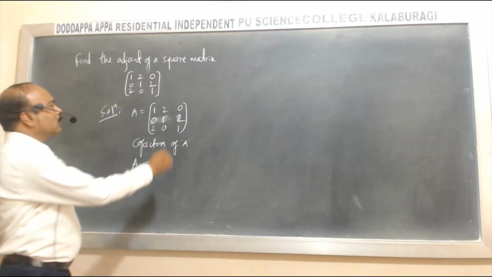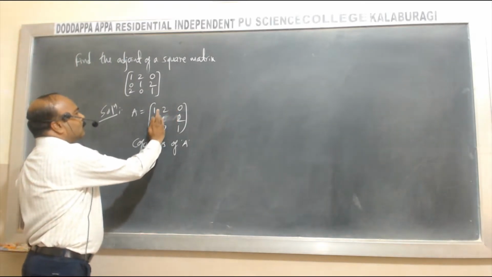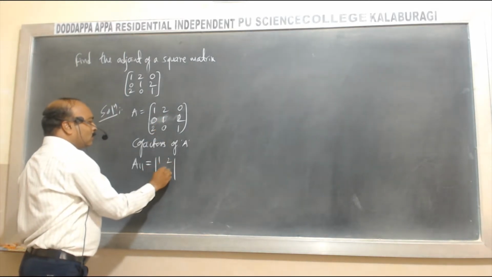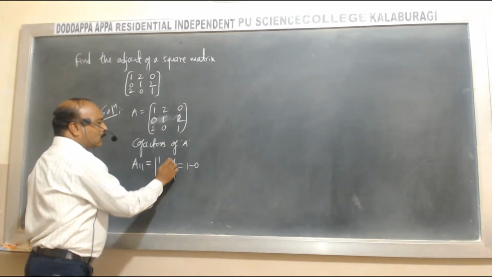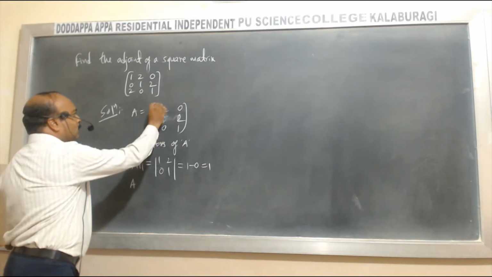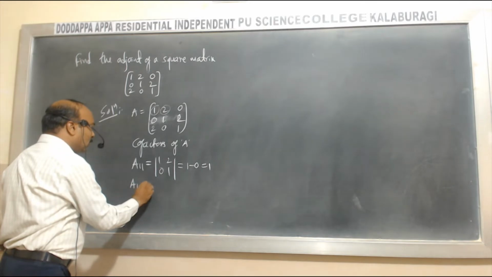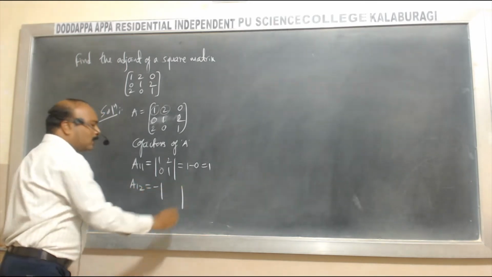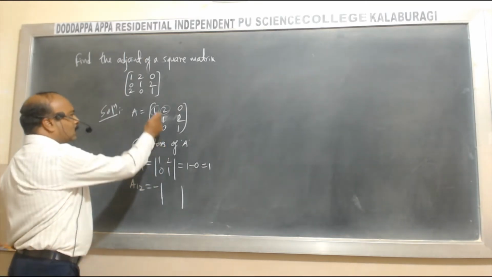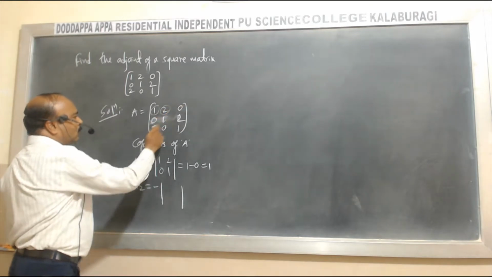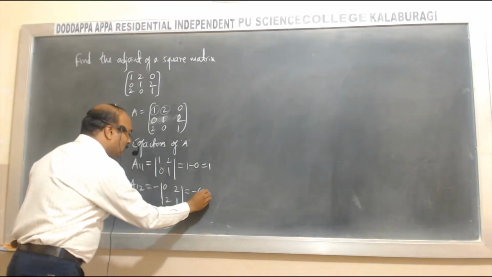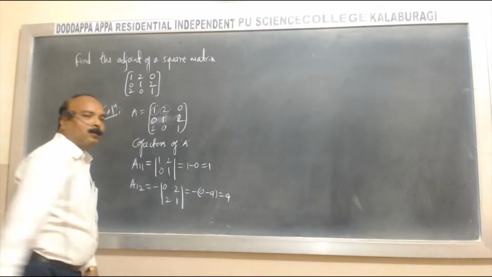First we calculate A11. It is the cofactor of element 1, which is got by deleting its row and column. We get the determinant of 1 2, 0 1, which is 1 minus 0, equal to 1. Next is the cofactor of the second element, 2, given by A12. It is the negative of the determinant, because 1 plus 2 is odd. Deleting its row and column, we get 0 2, 2 1. So this is equal to minus of 0 minus 4, which is 4.